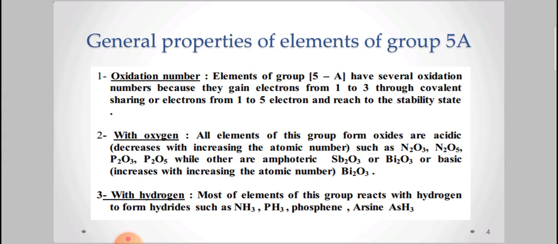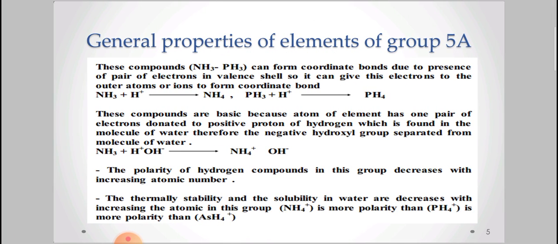With hydrogen, most elements of this group react to form hydrides, such as NH3 ammonia gas, PH3 phosphine gas, and AsH3 arsine. These compounds, NH3 and PH3, can form coordinate bonds due to the presence of a pair of electrons in the valence shell, so they can give these electrons to an outer atom or ion to form a coordinate bond.